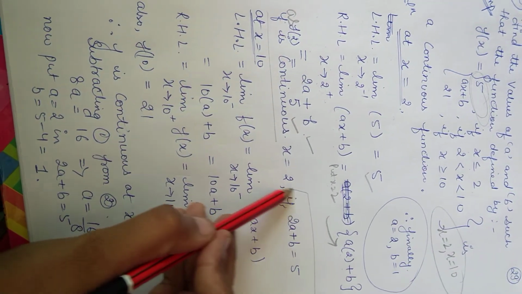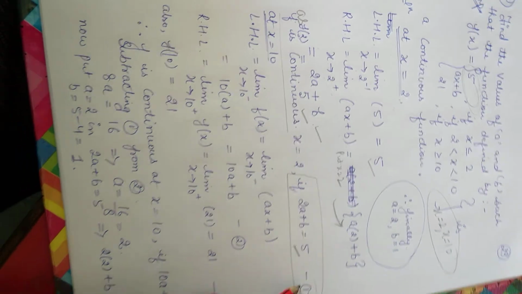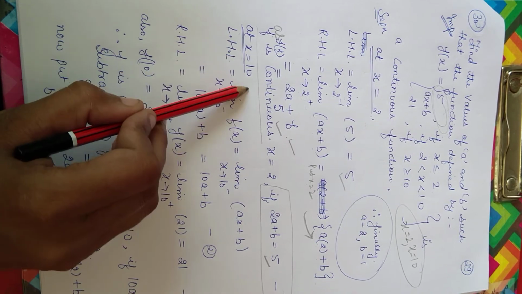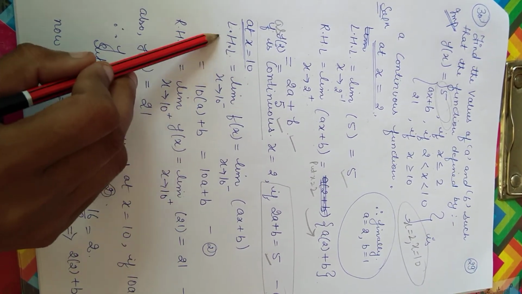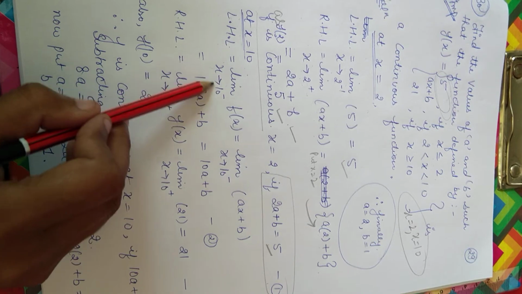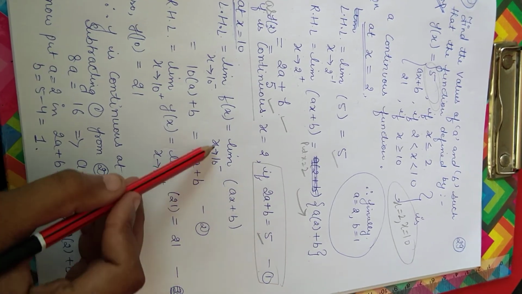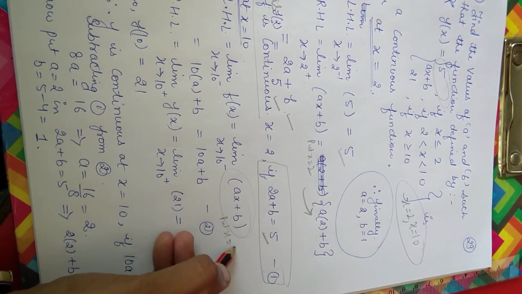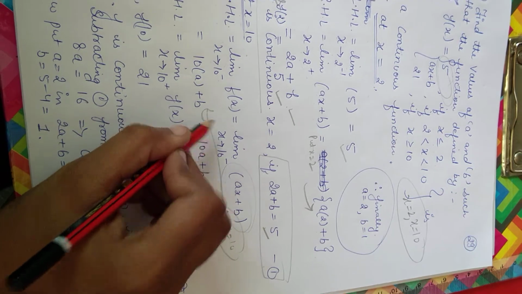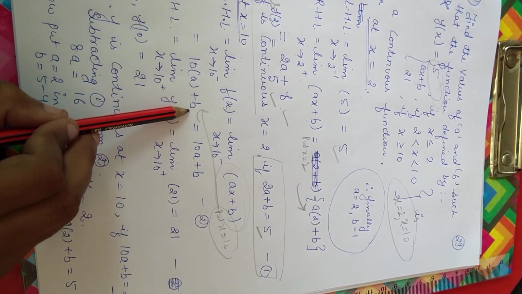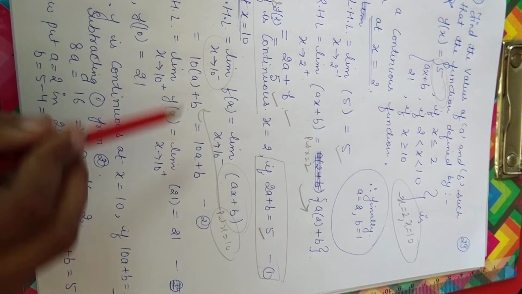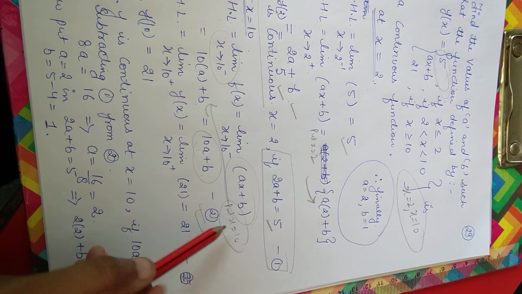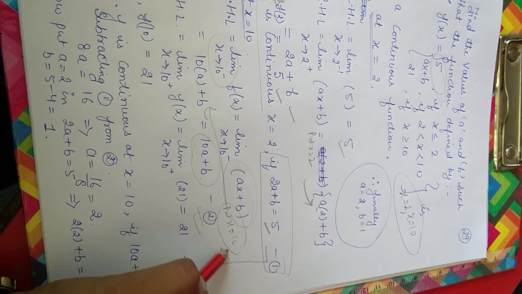we can write 2a plus b is equal to 5, and number it as the first equation. Now we will move to x is equal to 10. Over here, bacha, your LHL is equal to limit of f(x), x tends to 10 negative, that is ax plus b. Now I will put x is equal to 10, and after putting x is equal to 10, I will get 10a plus b. Why putting 10? Because I am approaching 10. So 10a plus b is my second equation. Now I will use these two equations to find the answer.